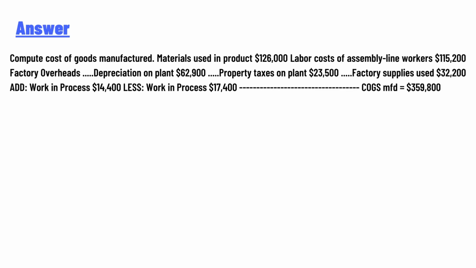And the answer of the question is: compute cost of goods manufactured. Material used in product 1,26,000, labor cost of assembly line worker 1,15,200, factory overhead: depreciation on plant 62,900, property taxes on plant 23,500, factory supply used 23,200, add work in process 14,400, less work in process 17,400, COGS manufactured equal to 3,59,800.